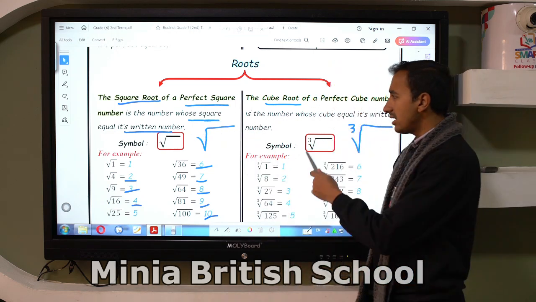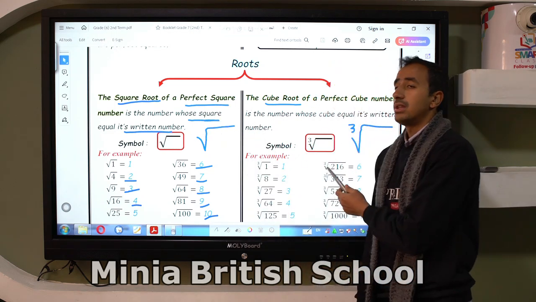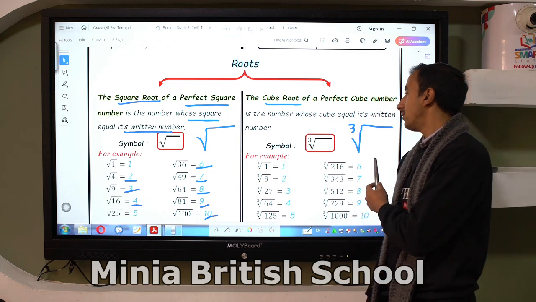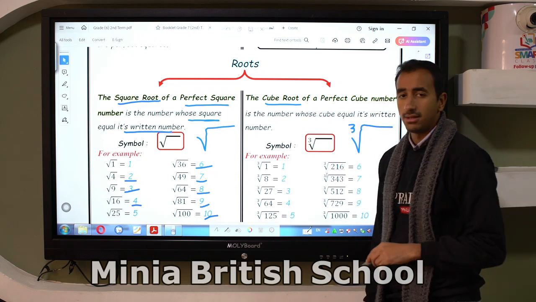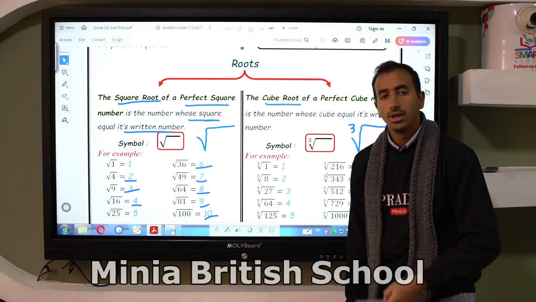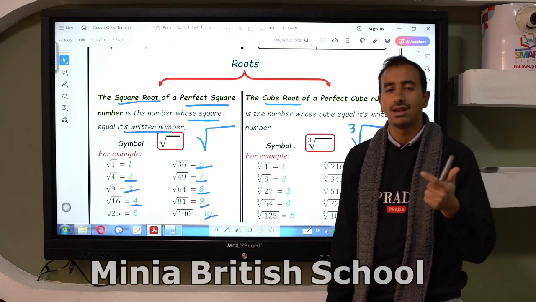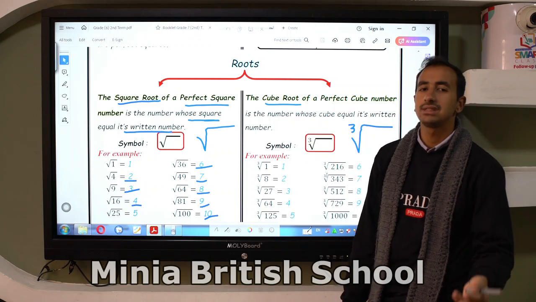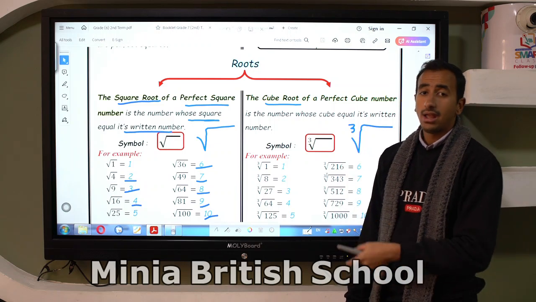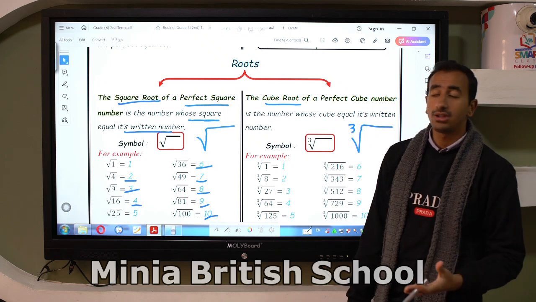Here is the cube root. The cube root is a number whose cube equals the written number. Cube root of 1 equals 1. Cube root of 8 is not 4. We have 1, 8, 27, 64, and so on. All of them are perfect cubes.